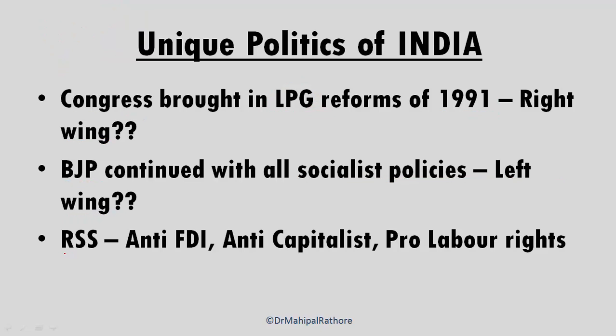Another example is that of Rashtriya Swayamsevak Sangh. Although it is not a political party, it is a very influential organization that has affected policies of the Bharatiya Janata Party. Now, RSS is completely against FDI. It is also against capitalism, against capitalist policies. It is very pro-labor. But the Bharatiya Janata Party, when it is in power in the NDA government, does it follow all the policies? No.